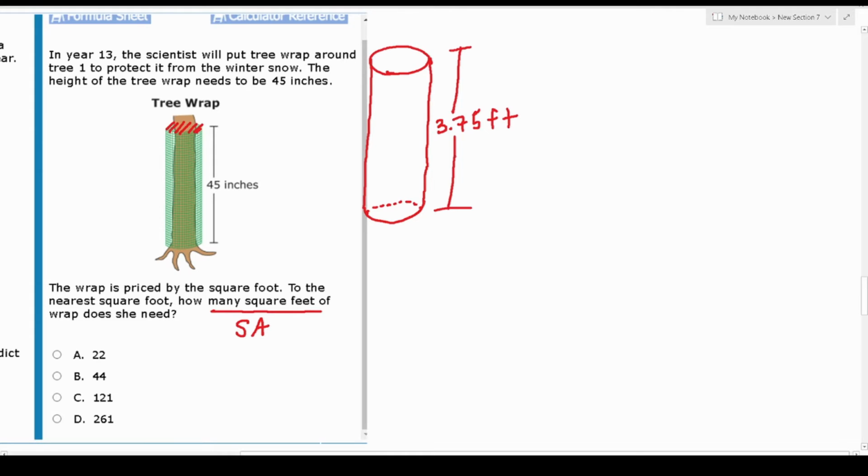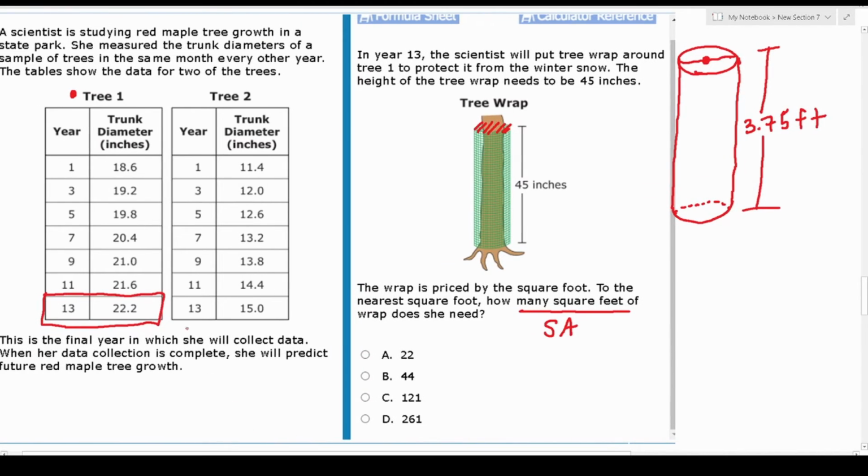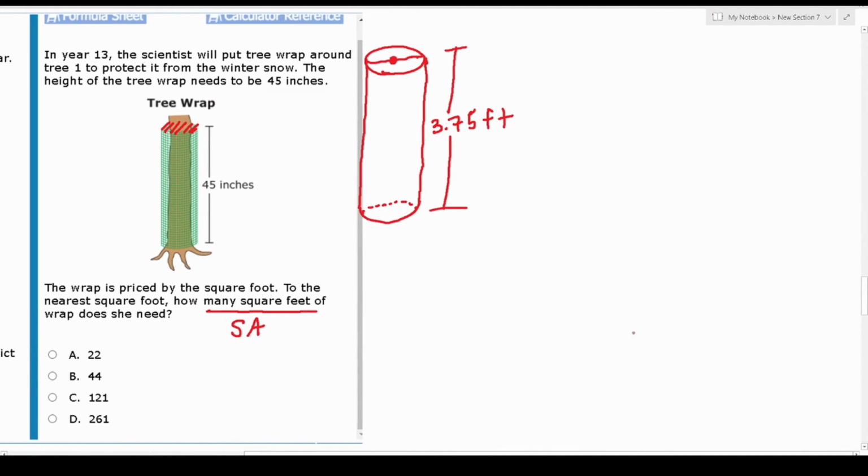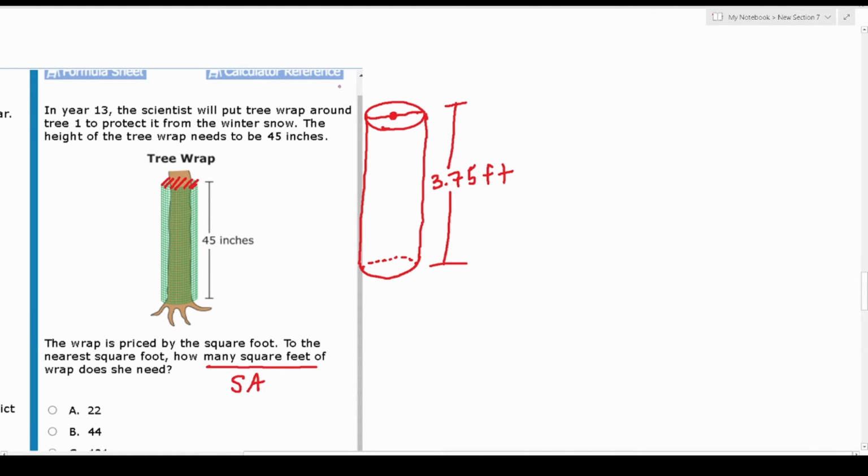And we also know, thanks to that chart to the left, what the diameter of this tree wrap is going to be as well. Again, diameter refers to the distance from one edge of the circle through the center point of the circle to the other edge of the circle. And in that case, we can get that information right here. Again, the diameter of the tree trunk is 22.2 inches. Therefore, we know the diameter of this tree wrap is going to be almost exactly 22.2 inches.